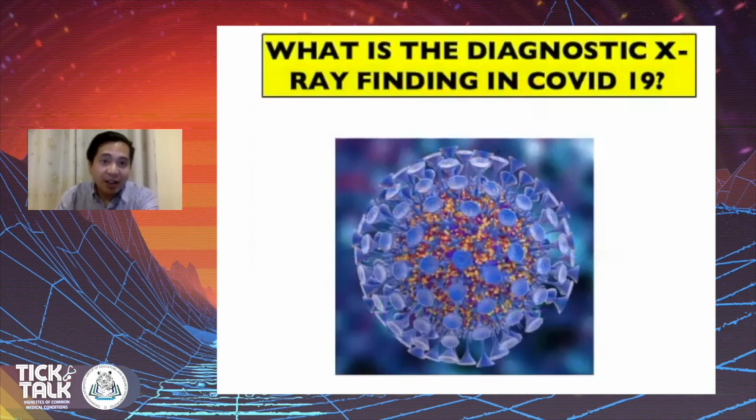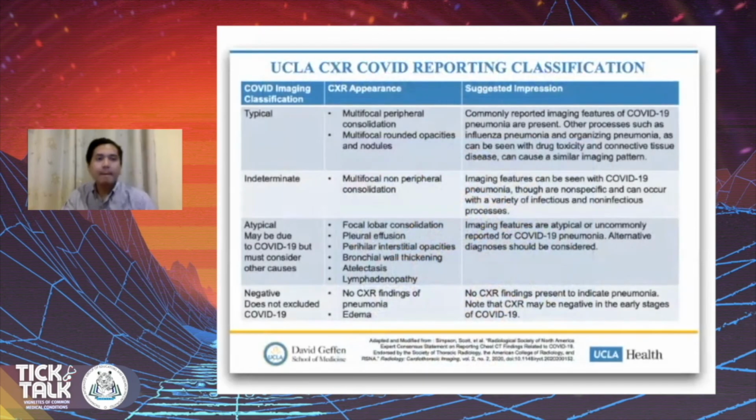Okay, what is the diagnostic X-ray finding in COVID-19? Well, actually, there's no diagnostic X-ray finding, but some findings will help us or give us a clue if we highly suspect COVID-19 infection. Okay, you go to the first table, first row. A typical finding would be a multifocal peripheral consolidation and multifocal rounded opacities and nodules.